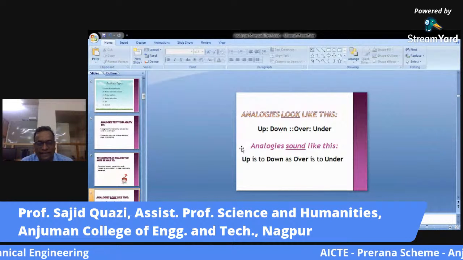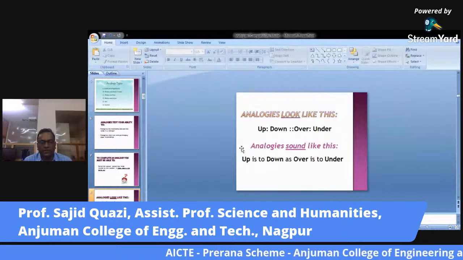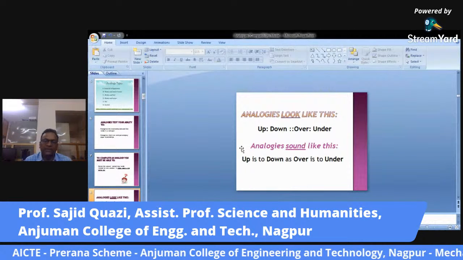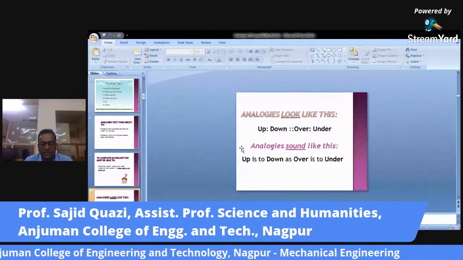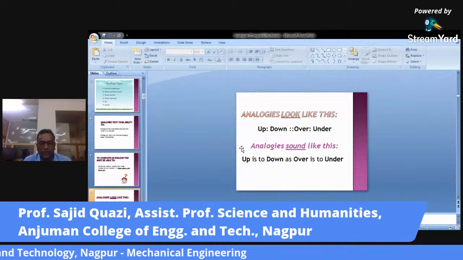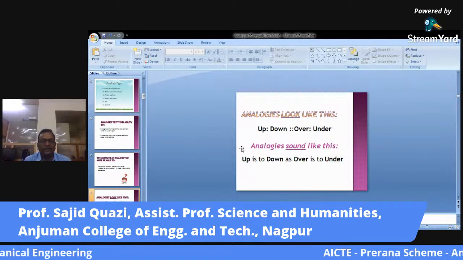Analogies look like this: up equal to down, up equal to down, then over equal to under. If you find the relationship between these two words, then you can easily know about the other pairs also, because it's category wise asked, and we have discussed the types of analogies in the previous slide.